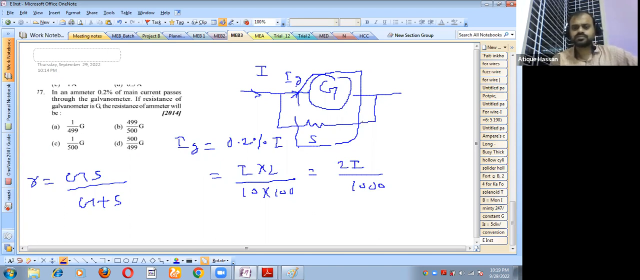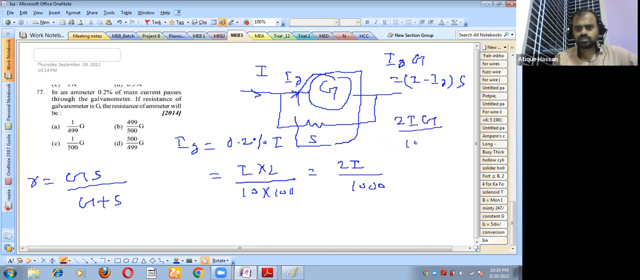What we can do is, we can apply one concept also. We can put it like this: IG into G equal to I minus IG into S, right? So we can put the value of IG. IG is 2I by 1000. That will be equal to I minus IG, so I minus 2I by 1000 into S.